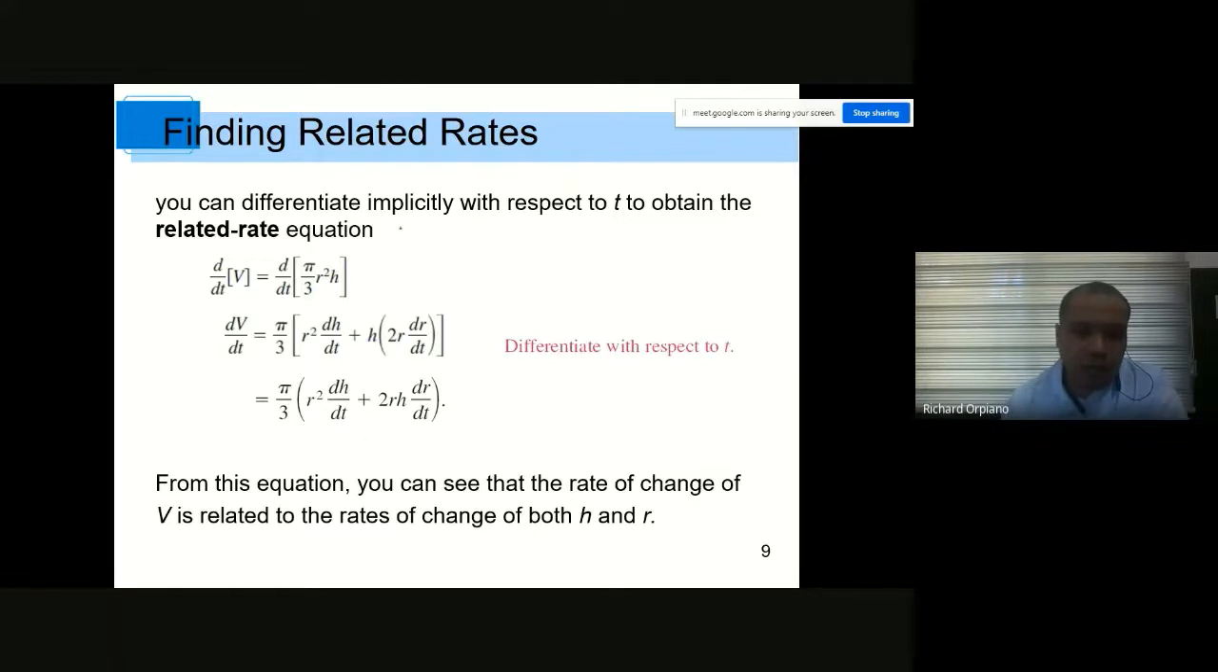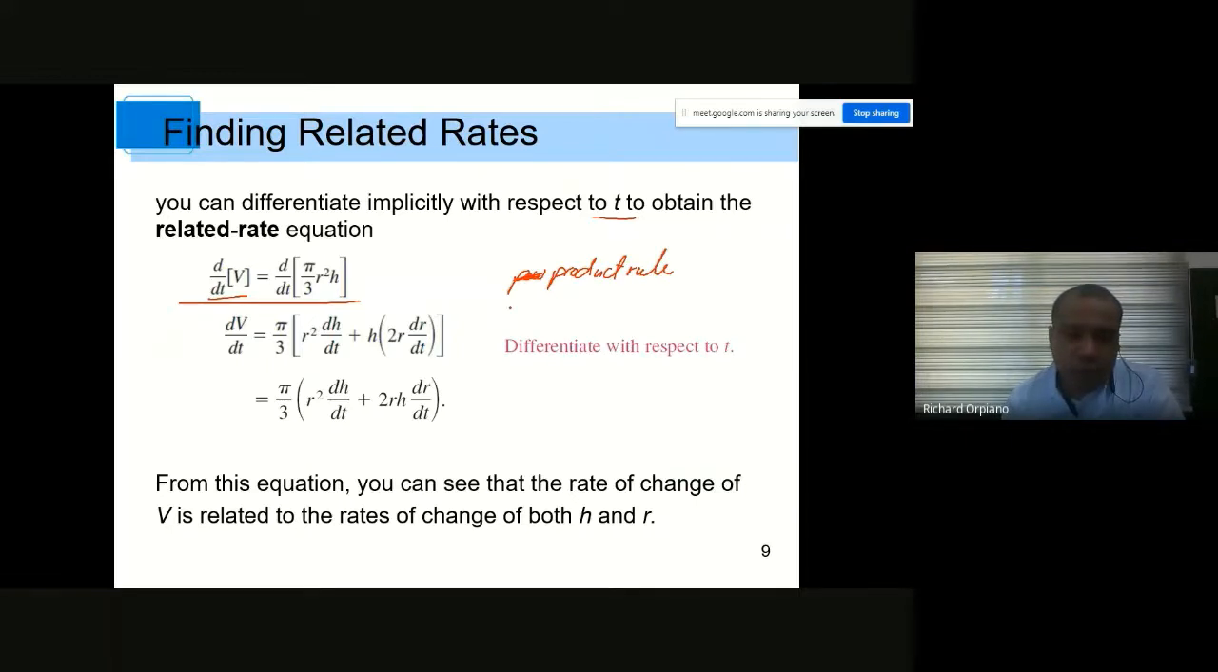So, we will try to get the derivative or differentiate with respect to t or time. So, the derivative of volume is equals to the derivative of pi over 3 r squared h. So, applying the derivative, dV over dt is equals to pi over 3 r squared dh dt plus h 2r dr dt. Paano nangyari to? So, product rule tayo.